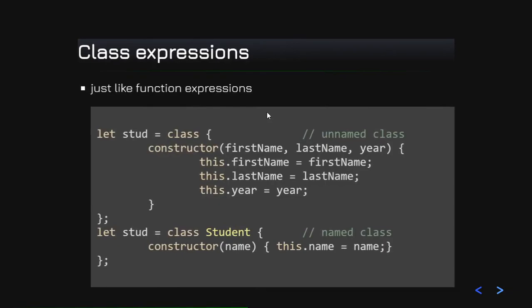But we can also have class expressions, just like we have function expressions in JavaScript. So we can declare an anonymous class here, and the object declared by this class will be attributed to the stud variable, or we can have the stud variable be equal to a named class which has only one parameter, this one. So here we have two variables. This one receives an unnamed class, which is declared in the variable definition statement, and this one has a named class, which is declared here. Okay, so these are class expressions.